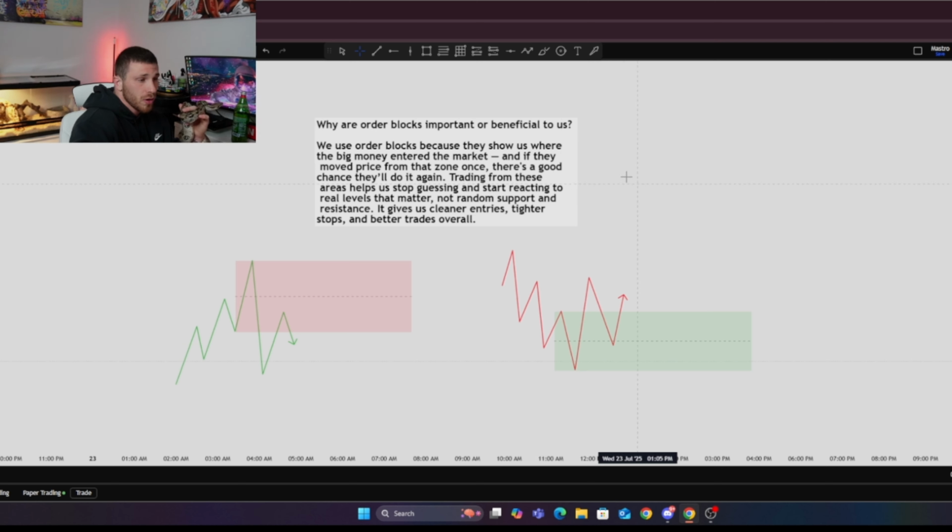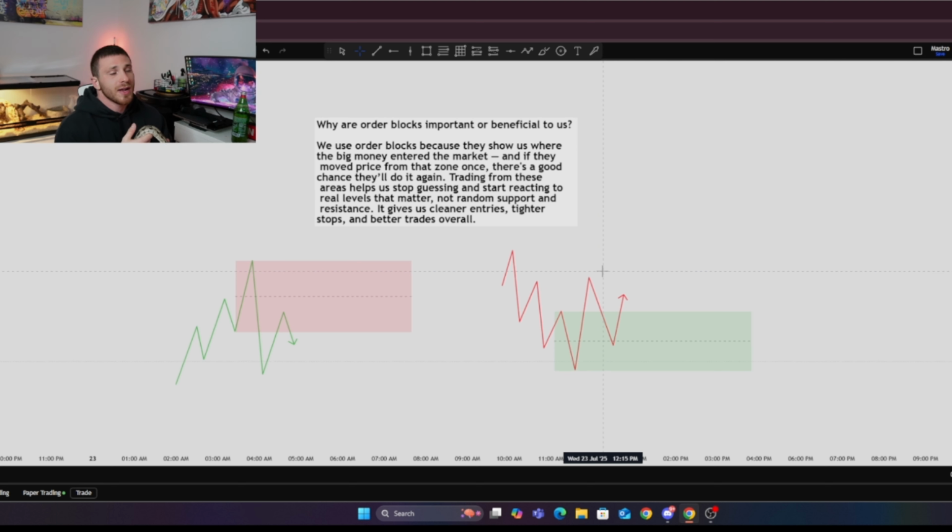So we use order blocks because they show us where the big money entered the market. And if they moved price from that zone once, there's a good chance that they'll do it again. Again, this isn't 100%. That's why we're going to use this with other confluences. You just don't see an order block and enter right away when price gets into it. Some people might do that. I personally don't do that.